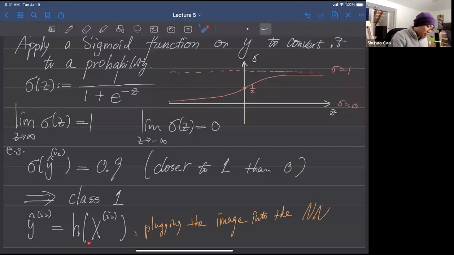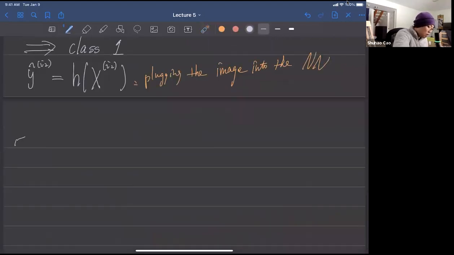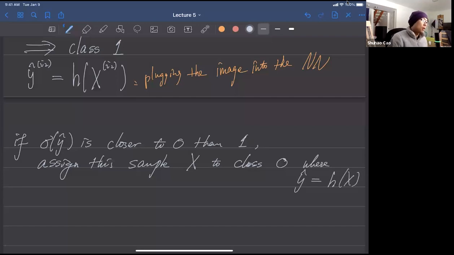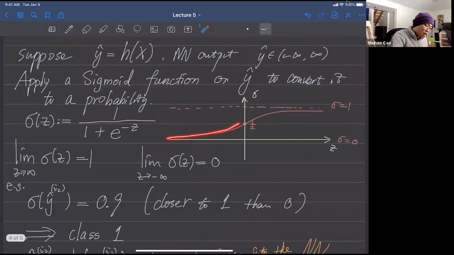And we get a number. Then we plug this number into the sigmoid function, and we get a probability. If this probability is closer to one than zero, we assign it to class one. Otherwise, if it is closer to zero than one, we assign this sample x to class zero, where y hat equals h of x. So this is how we use a single nonlinear transformation, the sigmoid function right here, to convert our neural network's output to a probability.